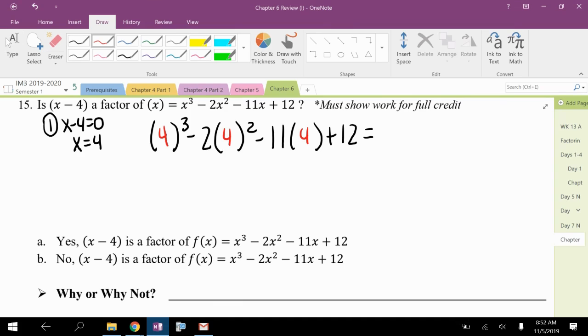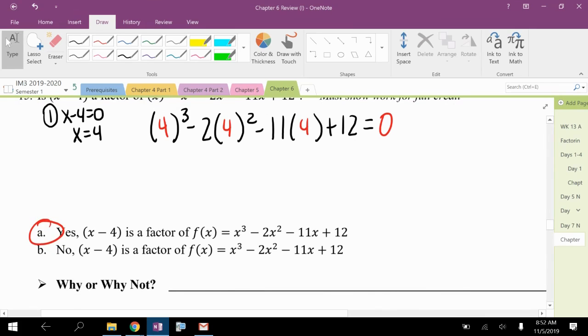When you plug in 4 cubed minus 2 times 4 squared minus 11 times 4 plus 12, you get 0. So is it a factor? Yes. So you would circle yes. You would say it's a factor because the remainder is 0. Again, this is the exact question on your test.